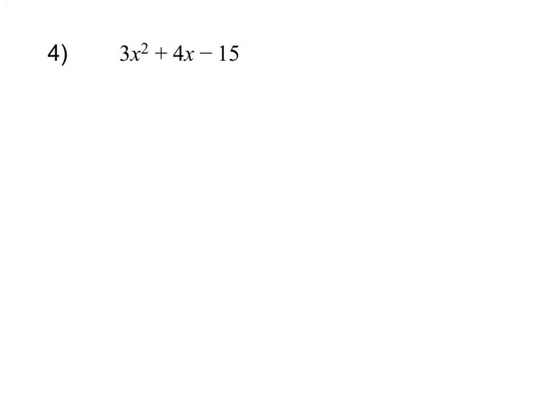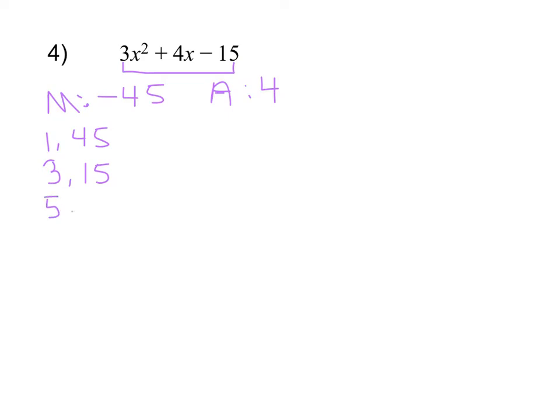Again, for number 4, we're going to do the same thing. We're going to multiply our a and c term together. So 3 times a negative 15 is a negative 45. And we're trying to add to a positive 4. So I'm going to list all the factors of 45. So we have 1 and 45, 3 and 15, 5 and 9.